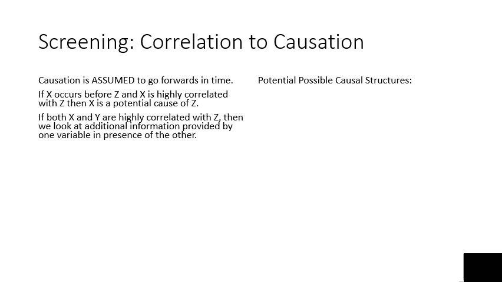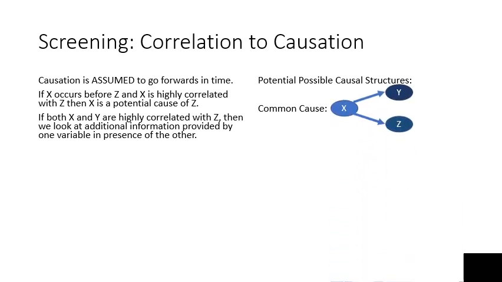If both X and Y are highly correlated with Z, then we'll look at the additional information. So for example, inflation at T and inflation at T-1, current inflation and past inflation, are both highly correlated with the target nominal interest rate. So this is a situation where we have to discriminate between different possible causal structures.